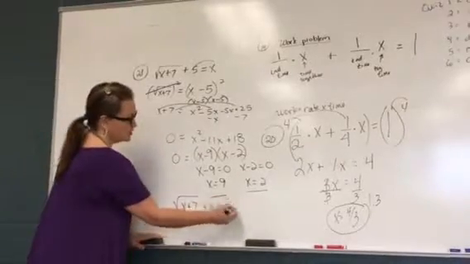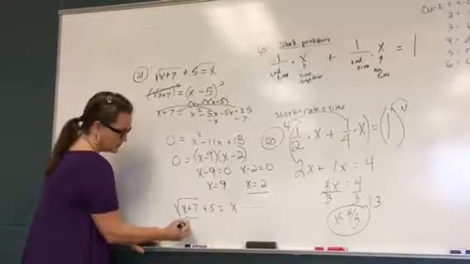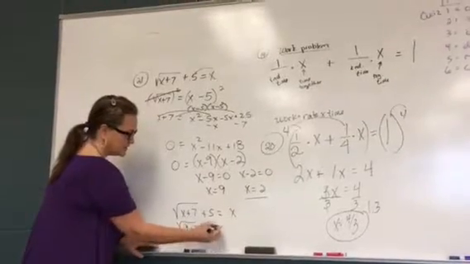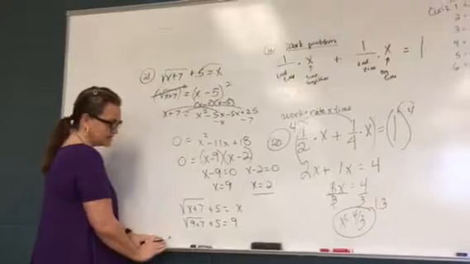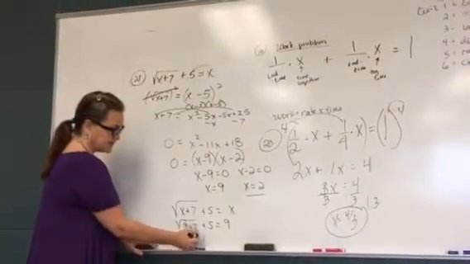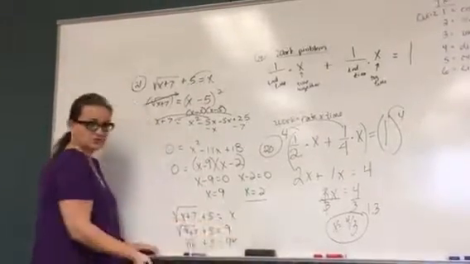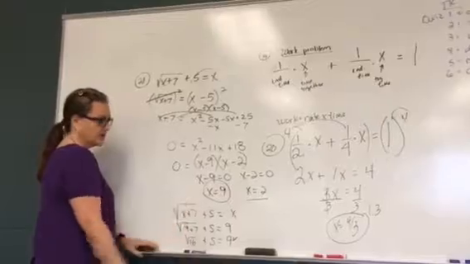So in the original problem, you know, it looked like that. So when I plug in 9, I'll have square root of 9 plus 7 plus 5, plugging in 9 for all the x's. See if that's true. That would be the square root of 16, which is 4. 4 plus 5 is 9. That checks out. So we can say, yes, that answer's good.